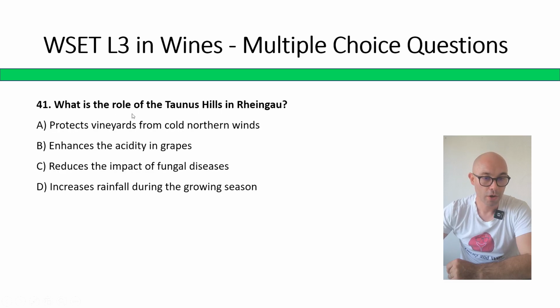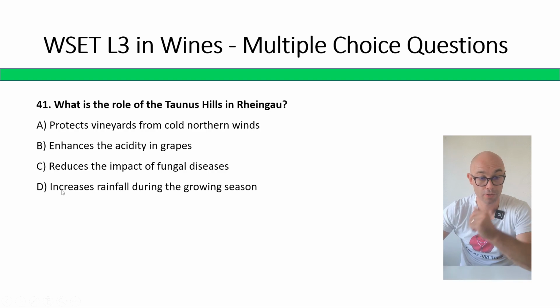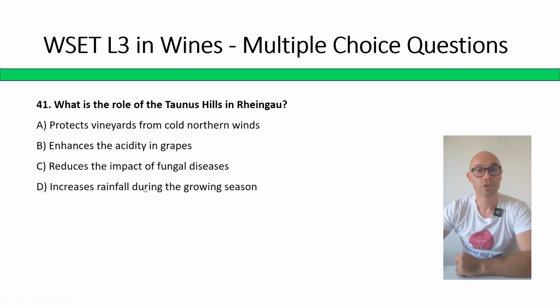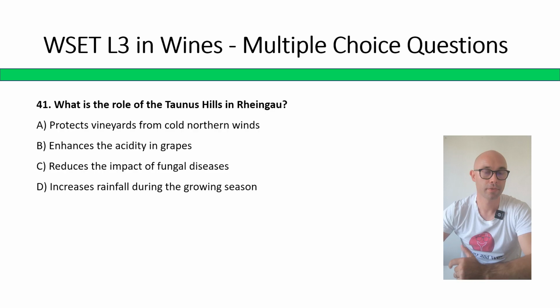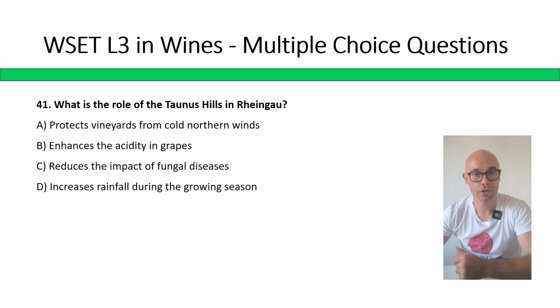What is the role of Taunus Hills in Rheingau? Protects vineyards from the cold northern winds, enhances the acidity in the grapes, reduces the impact of fungal diseases, increases rainfall during the growing season. So this is one of the factors in Rheingau that makes Rheingau slightly warmer in order to produce a richer style of Riesling. The correct answer is A, protects the vineyards from the cold northern winds.